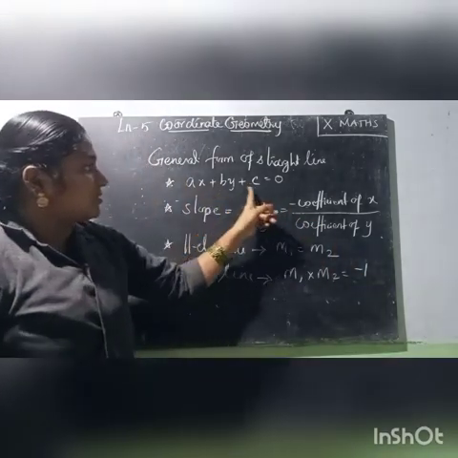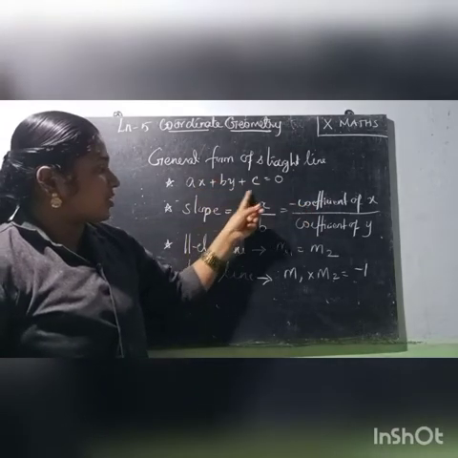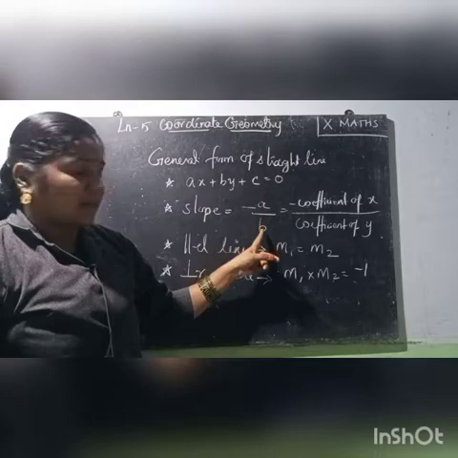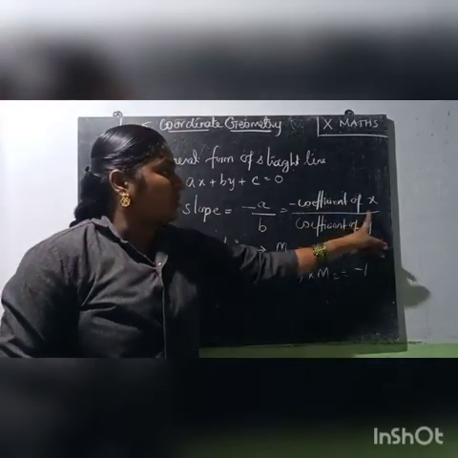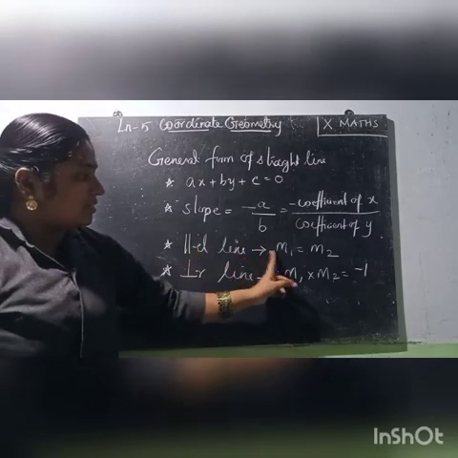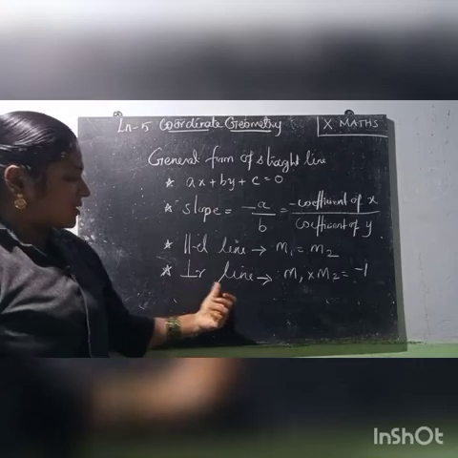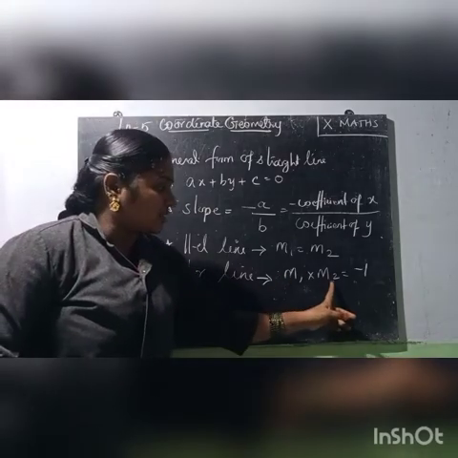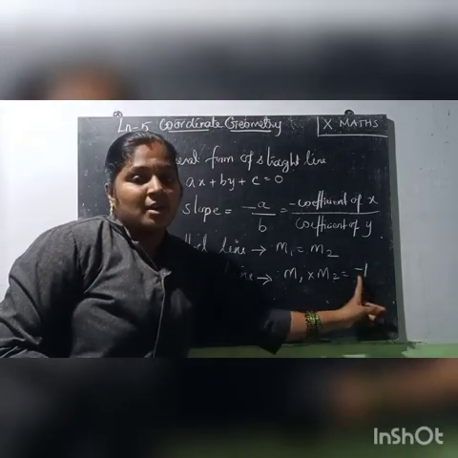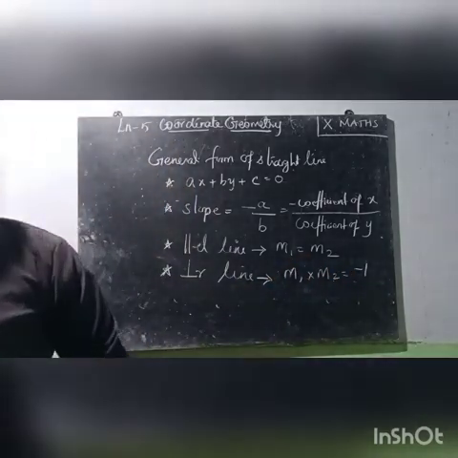See, this is the general straight line equation. If the equation form is given, we can use the formula to find the slope: minus a by b, or minus coefficient of x by coefficient of y. Then if two lines are parallel, the slopes will be equal. So m1 equal to m2. Then if two lines are perpendicular, multiplying the slopes, we finally get minus 1. So m1 into m2 equal to minus 1.